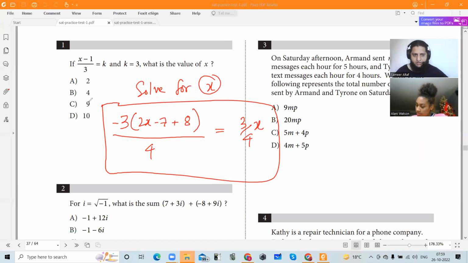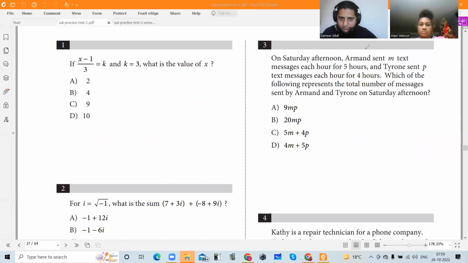Okay. So let's go to the third question now. So what answer did you get for question number 3? C, I think. You're right. Can you tell me how? So it said 5 hours.